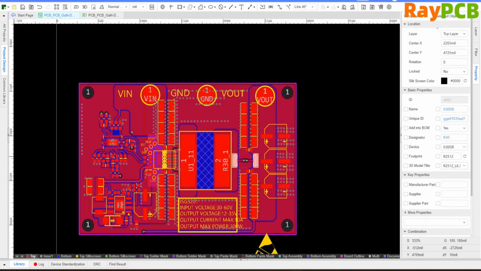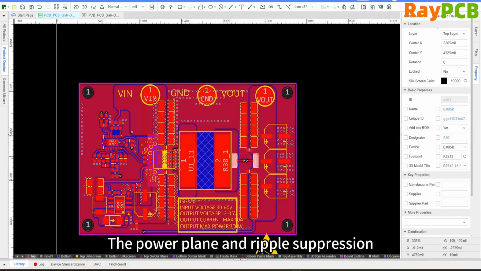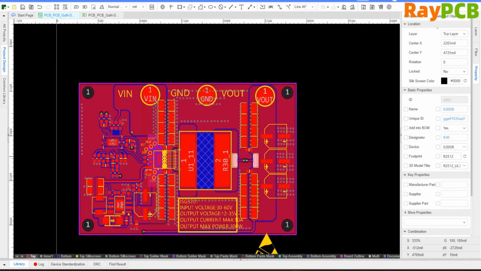Today, our topic is the design of power and ground planes in four-layer PCBs, focusing on power planes and ripple suppression.